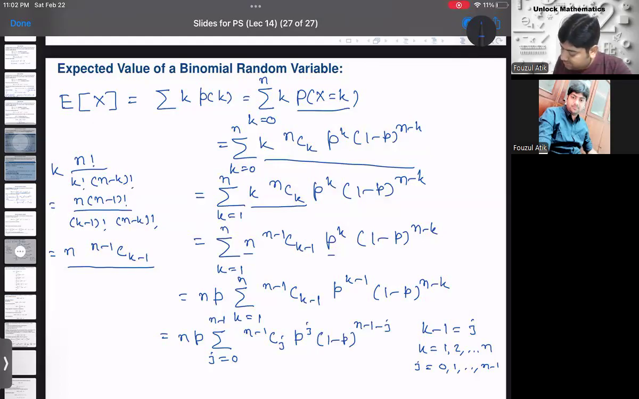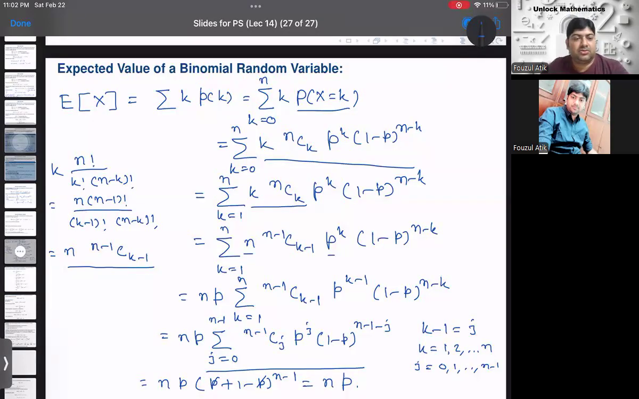And this value is what? We have already seen this is the binomial theorem. It is (p plus 1 minus p) whole to the power n minus 1, so np into (p plus 1 minus p) whole to the power n minus 1. But this value is 1, so it is n into p. So the expected value of the binomial random variable gives you n into p. What is n? n is the number of independent trials and p is the probability of success in each trial. Correct? So we found the expected value of the binomial random variable.